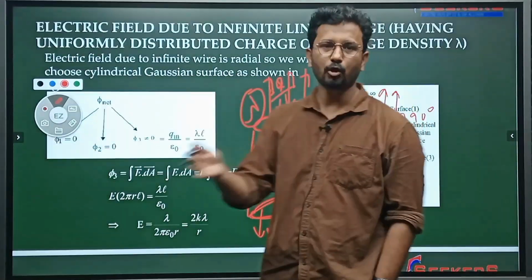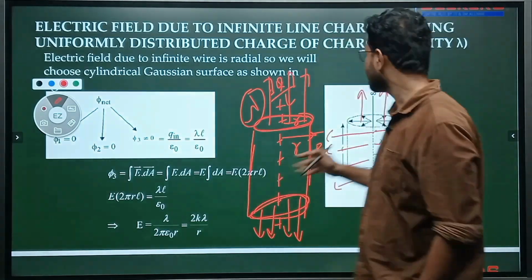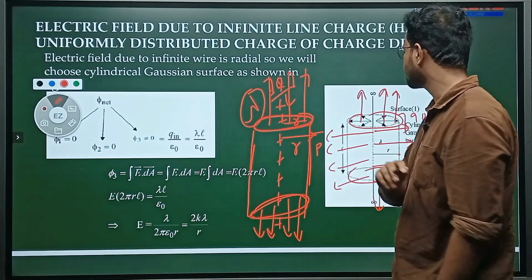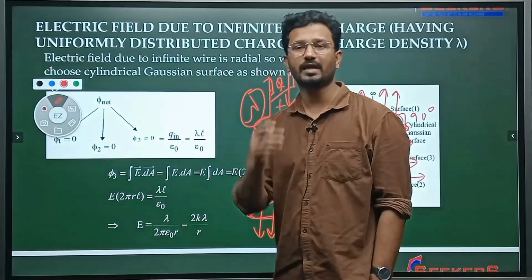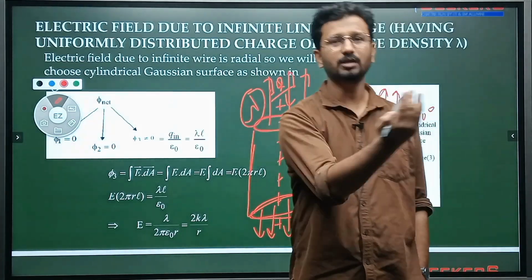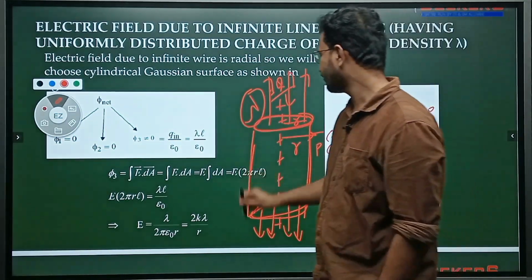Flux is what? Flux is E dot dA, where dA is the area. It means the flux through these two upper surfaces, this one and this one, will become 0. Why? Because the angle between them is 90 degrees. So only the flux through the curved surface will remain, which we have calculated here.